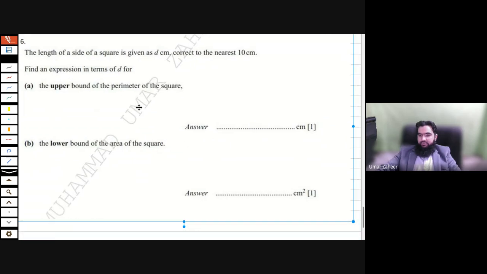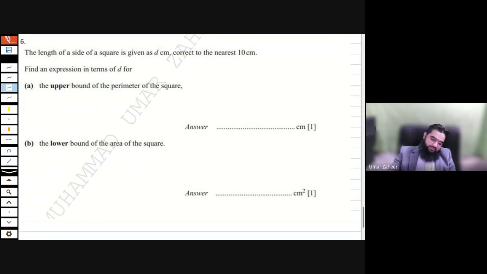Yes, everyone, please do this question on the notebook and send me a picture on WhatsApp. It is given that the length of the side of a square is d centimeters, correct to the nearest 10 centimeters, so divided by 2, that will be 0.5.